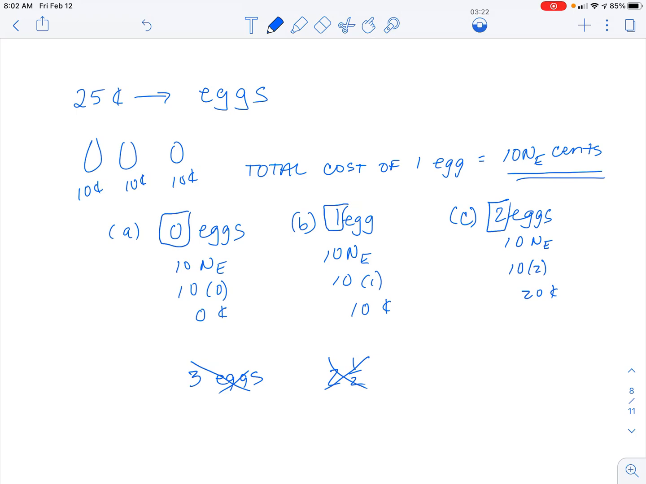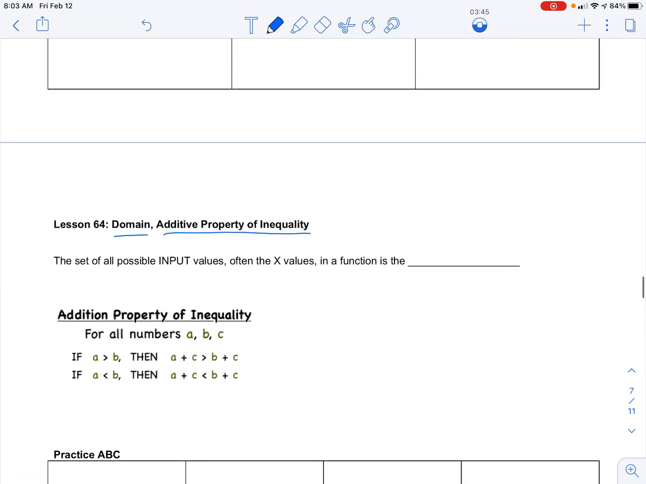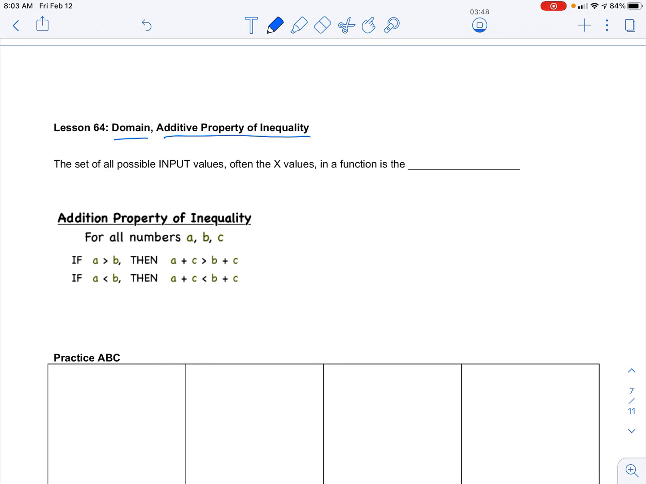So in this case, what you see is that the numbers that could be substituted in for the variable, either 0, 1, or 2, are restricted, right? It can only be 0, 1, or 2. We call this restriction something known as the domain. And we're going to go into your packet and we're going to put a little definition in up here: the set of all possible input values. Often they're the x values, but sometimes we do see other variables, just like you did with the number of eggs. But in a function, the set of all possible input values, often the x values, is called the domain.